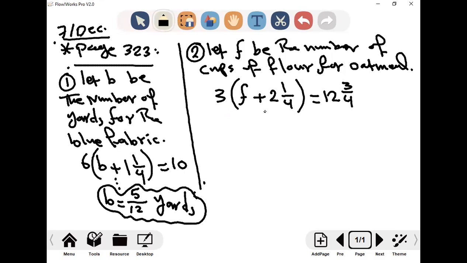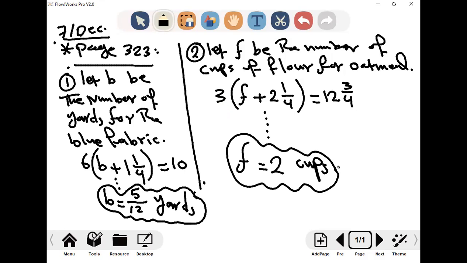So this is the equation. Now what you will do: distribute, shift, do the steps, right? We know the steps. We did that a lot of times. F will be 2 cups. This means she will need 2 and 1/4 cups for the chocolate chip and 2 cups for the oatmeal cookies. Okay? Done with question 2.